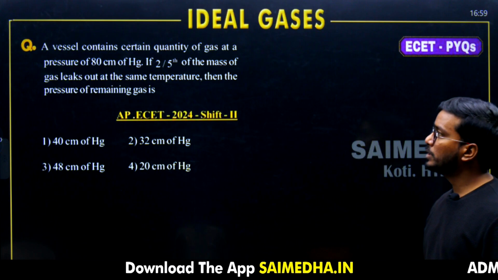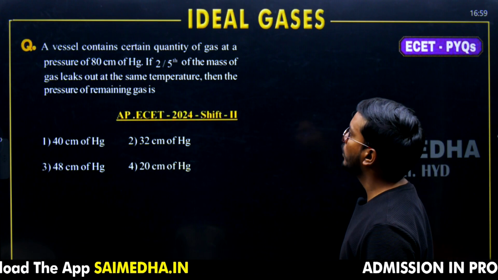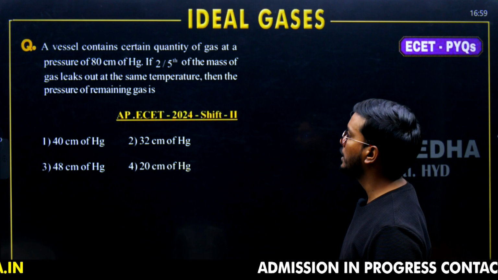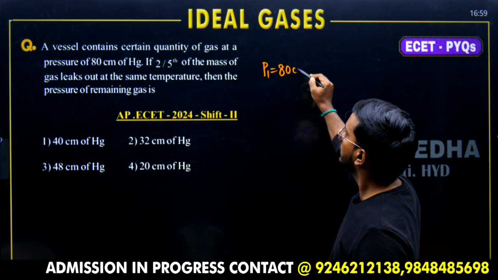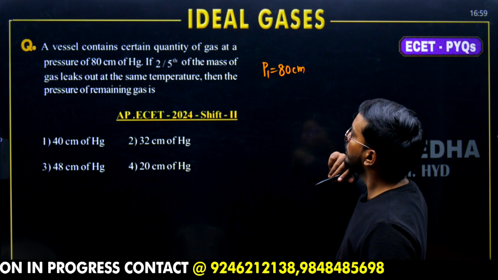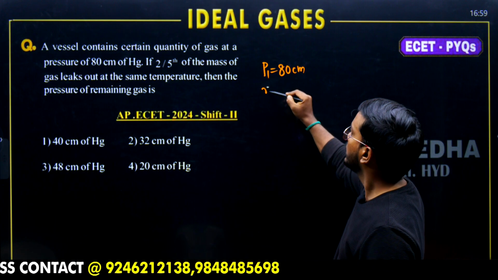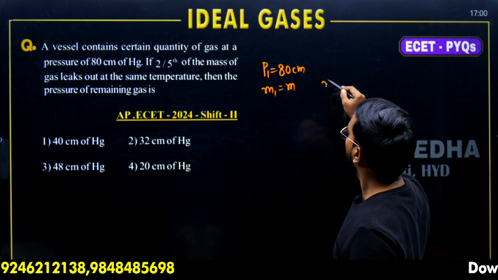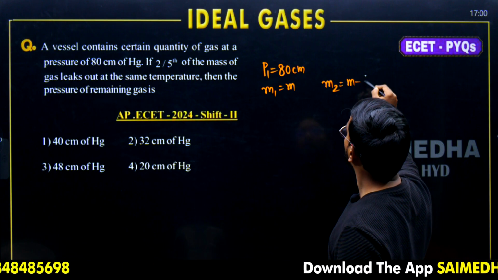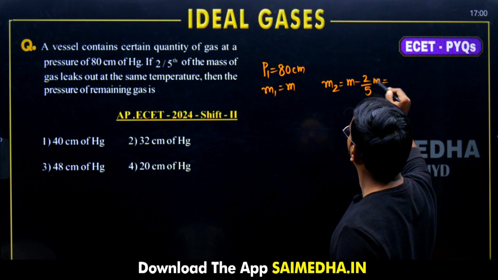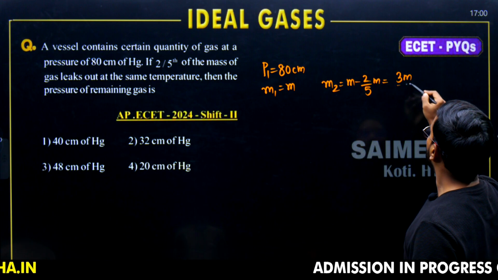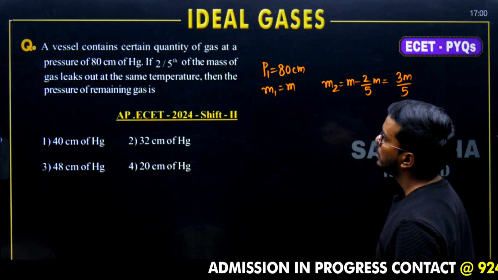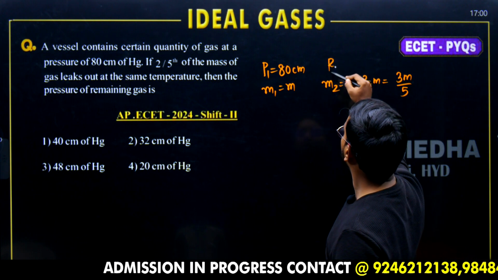Moving on to the next question. A vessel contains a certain quantity of gas. Pressure is 80 centimeter. If 2 by 5th of the mass of gas leaks, M1 is equal to M, M2 is equal to M minus 2 by 5 times M, because leaking is there. So 5M minus 2M, 3M. 3M divided by 5 is the final mass. And the final pressure, the remaining gas pressure, is how much?